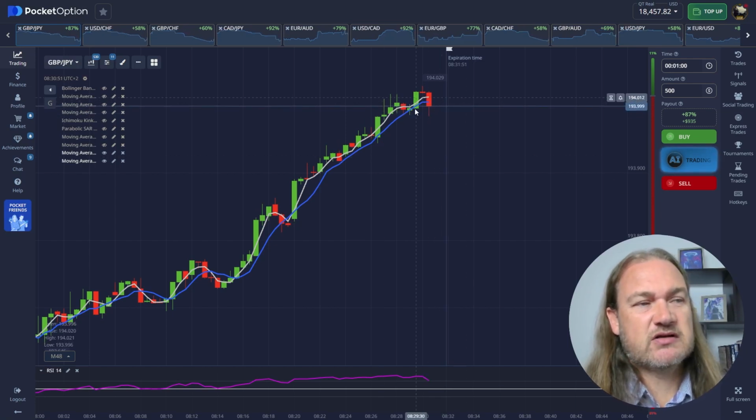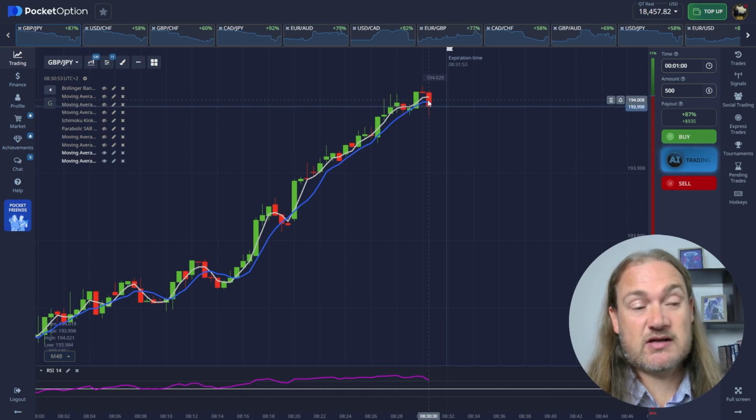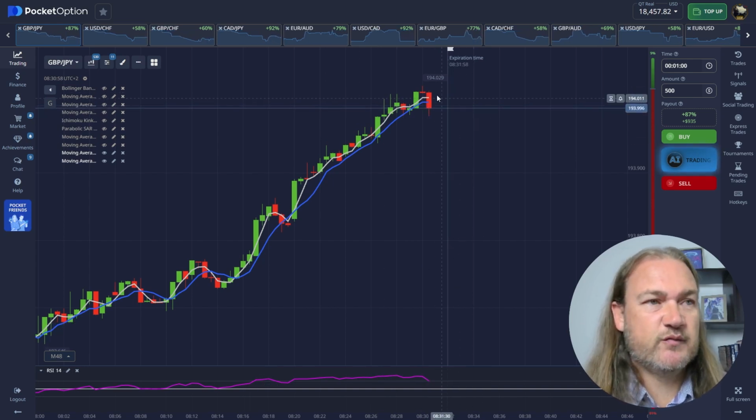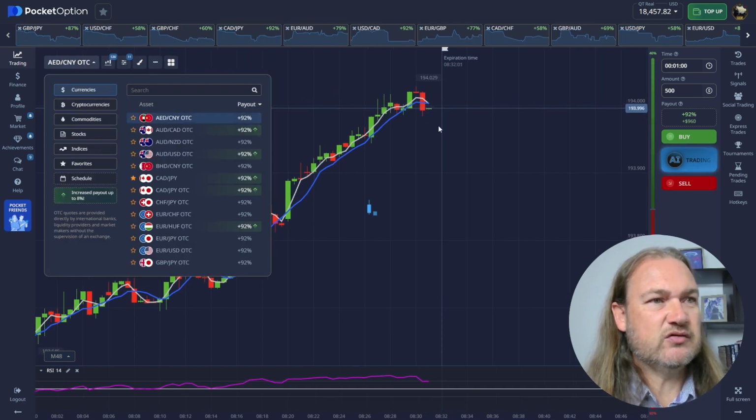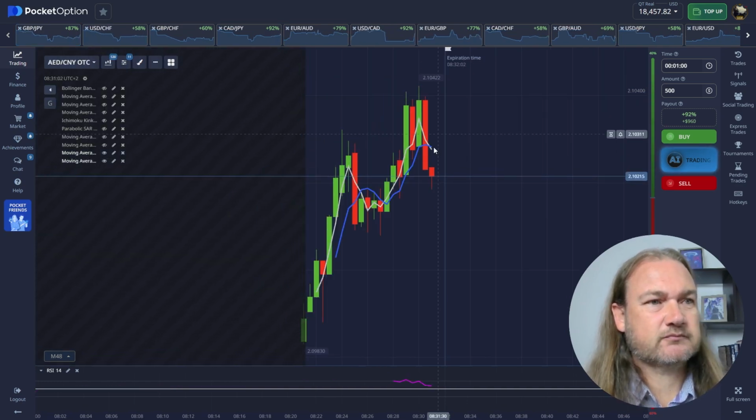We do have a bearish crossover that might happen here at the moment, but our RSI is very much bullish. So a lot of bullish momentum. We're not going to look at this for a sell. Let's just go down the list here.